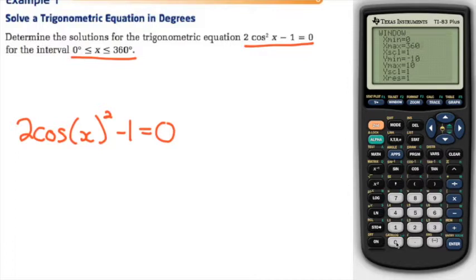The second thing we need to do on the calculator is to make sure that it's in the correct mode. We're measuring in degrees, so when we go to mode, we need to make sure degree is selected, and it's not. So we'll go and select degree, and now we're good to go.